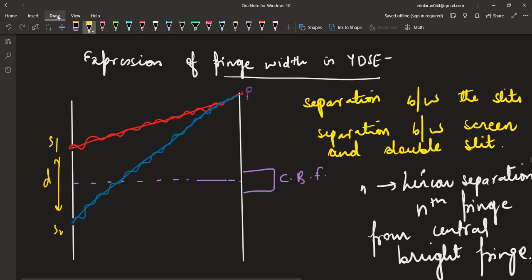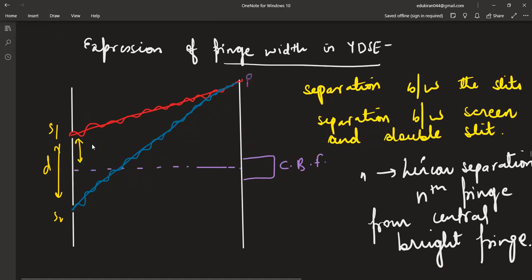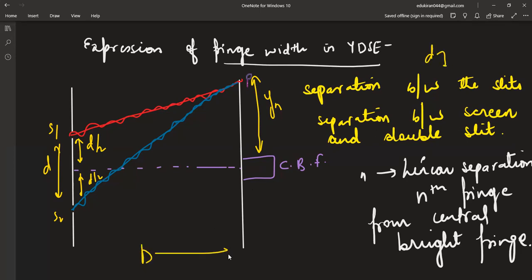Now some separations we'll discuss. This is d by 2. This is also d by 2. This is y1, y2 coming. Now see, if this total separation from the central bright fringe is yn, this entire is yn. Separation between the slits is d. Separation between the screen and the double slit, this is capital D. Yn is the linear separation of nth fringe from the central bright fringe.